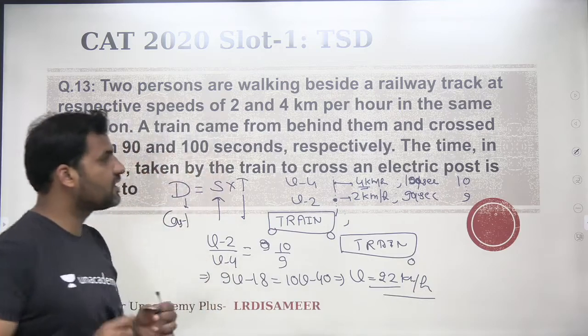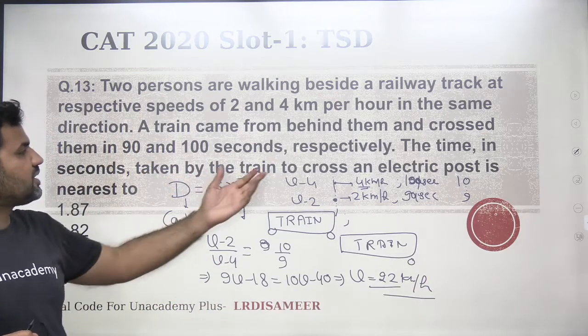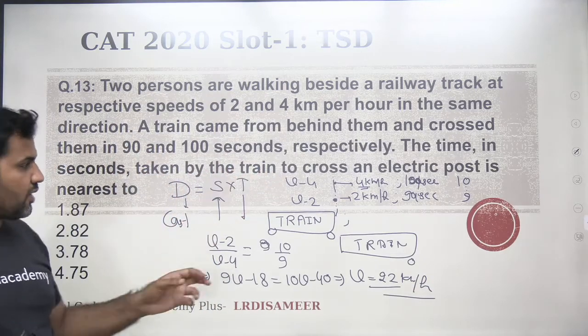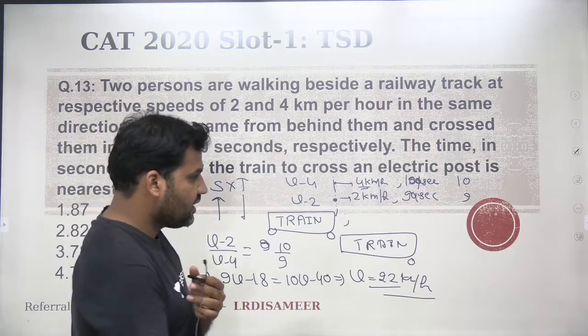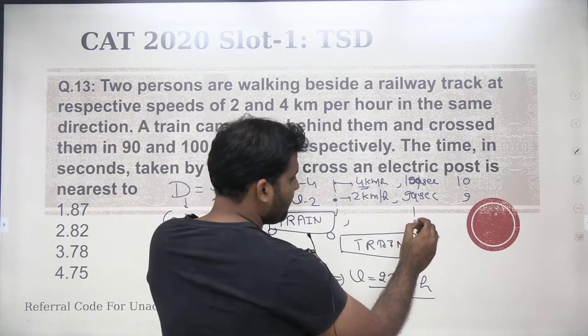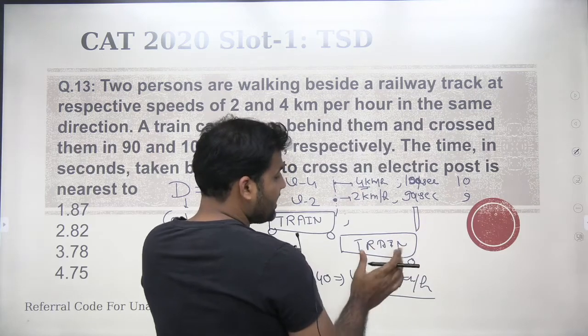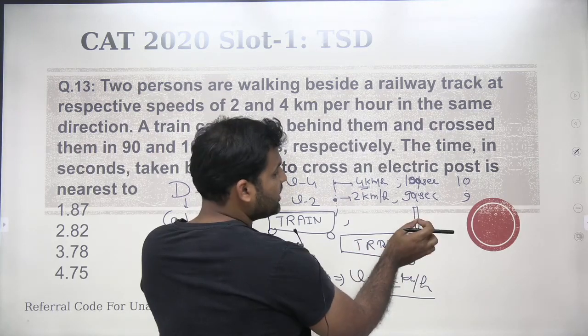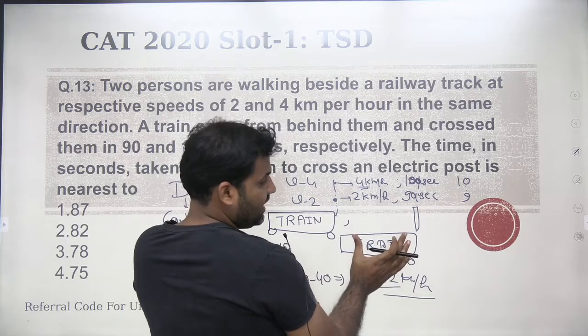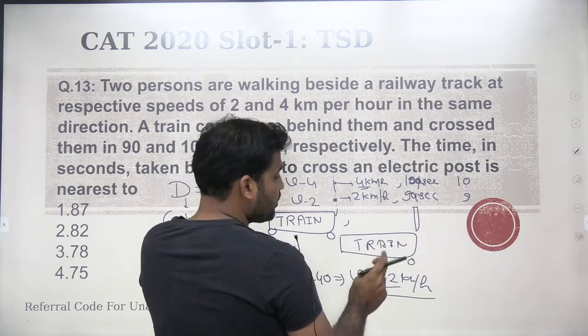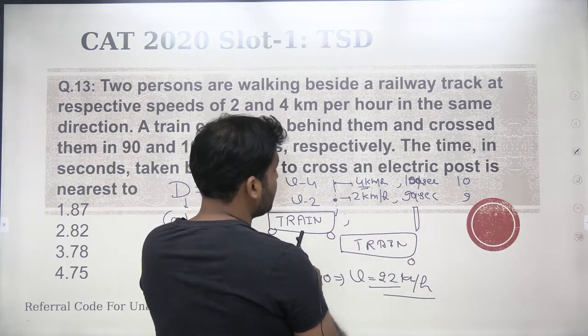Now what am I supposed to answer? What will be the time taken by the train to cross an electric post? I am supposed to answer how much time the train will take if it has to cross this electric pole. The distance traveled by the train to cross the electric pole will be the same as the length of the train. So to answer this question, I need the length of the train.